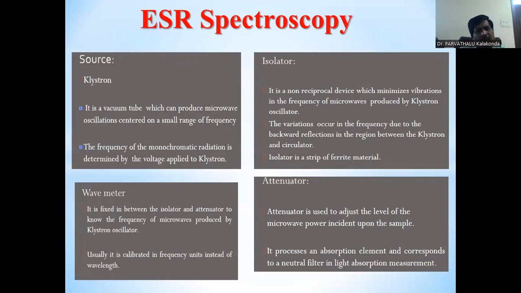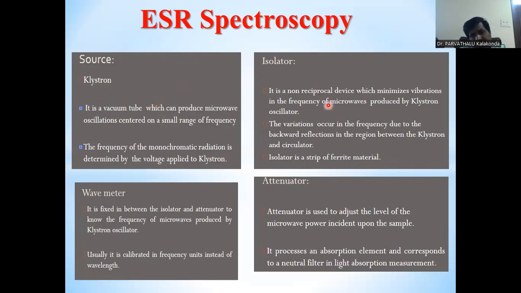So what are the devices that we need? What are the parts of the experimental setup? We already saw this yesterday. The first one is that we need a source, right? What is the source name? Klystron. What is a klystron? It produces the microwaves.